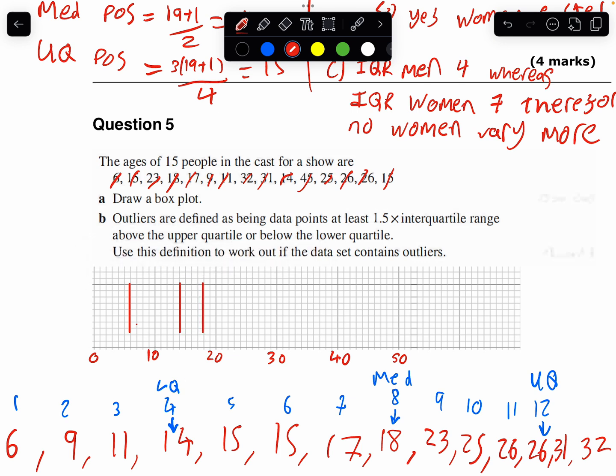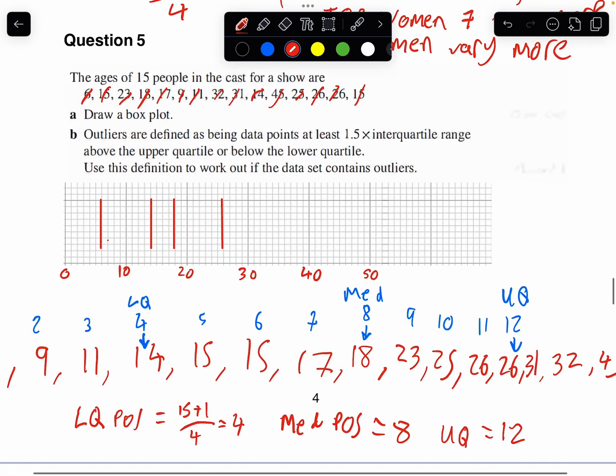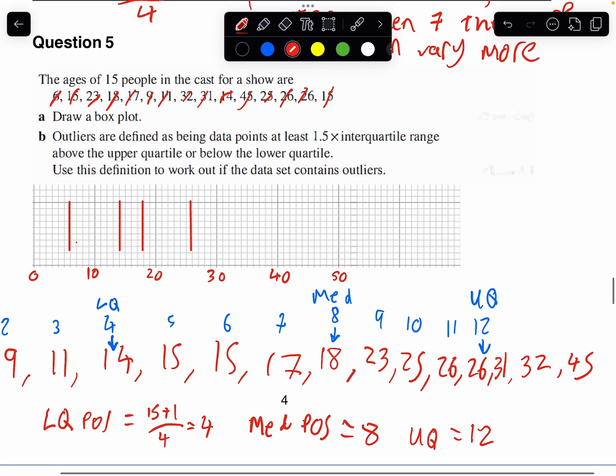My upper quartile is at 26, which I think is there. This is why I hate iPads. They try and autocorrect themselves too much. Something like that. My maximum value is at 45. That's all the way over here. 41, 42, 43, 44, 45. If in doubt, just start counting.